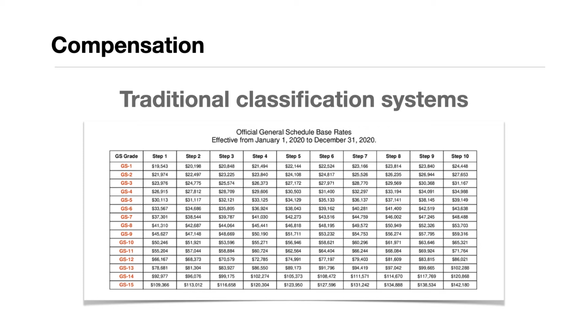Pay schedules like this provide transparency, consistency, and equity. The downside is they are rigid and may not allow for competitive salaries. There's also pressure in the public sector to move towards pay systems that reward performance rather than length of service. The book discusses two alternate compensation systems that try to address these issues.